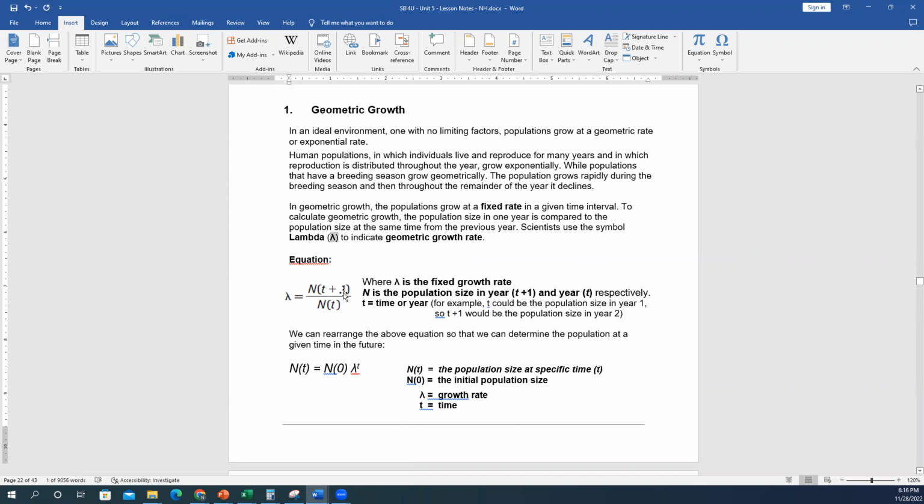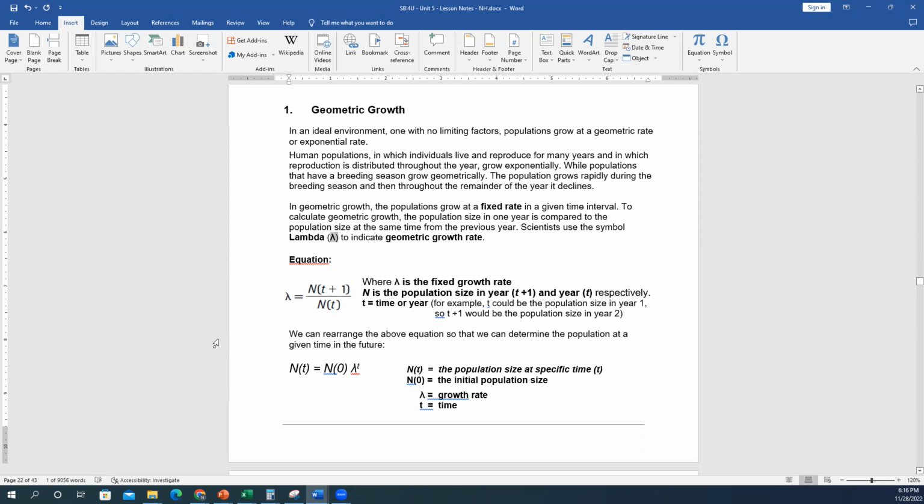And there is an equation here for calculating the geometric growth rate, where lambda is the geometric growth rate or the fixed growth rate. Uppercase N is the population size in year t+1 and year t, respectively, t being the time or the year. For example, N of t could be the population size in year 1, and so N at t+1 would be the population size at year 2.